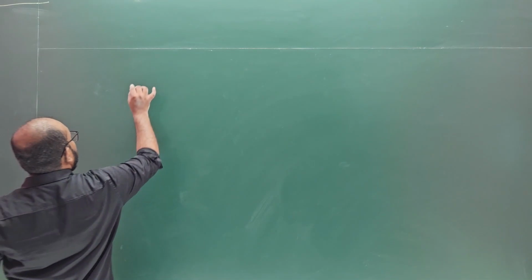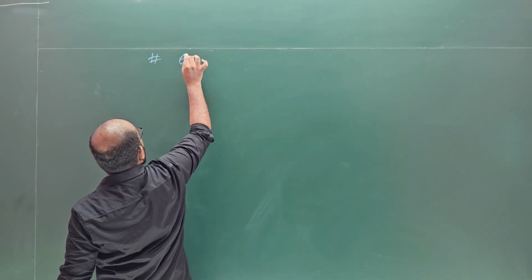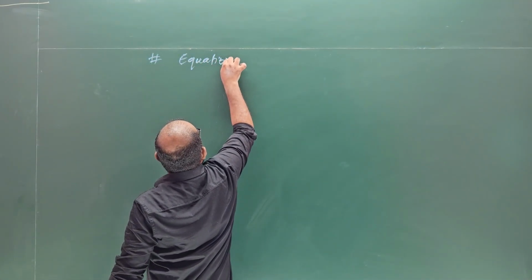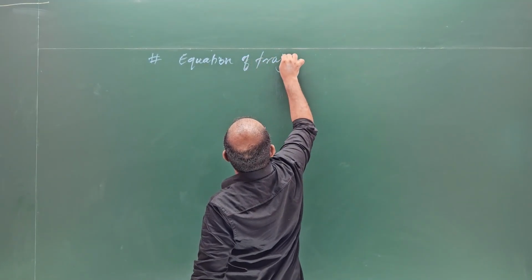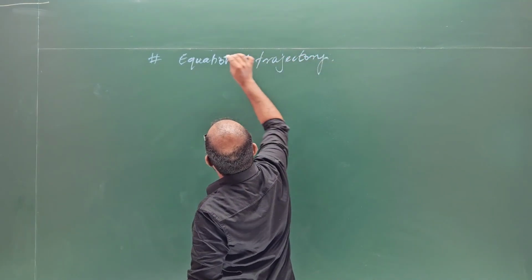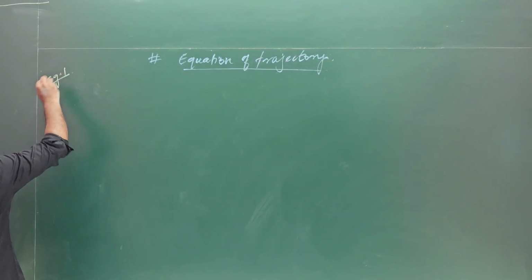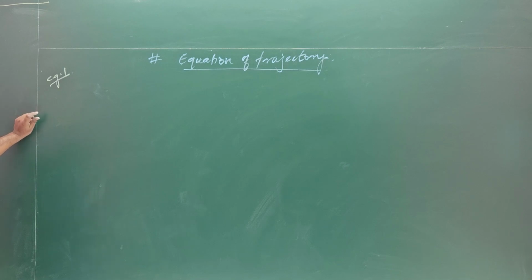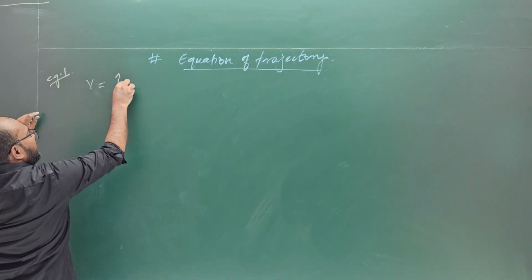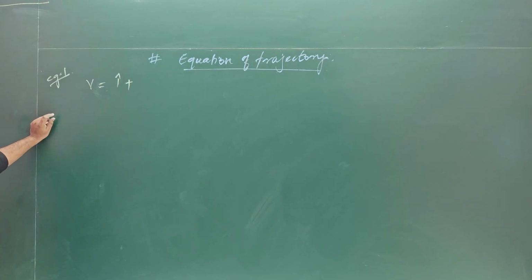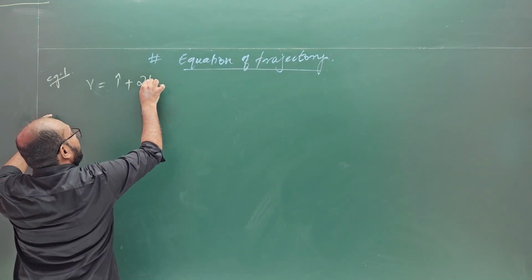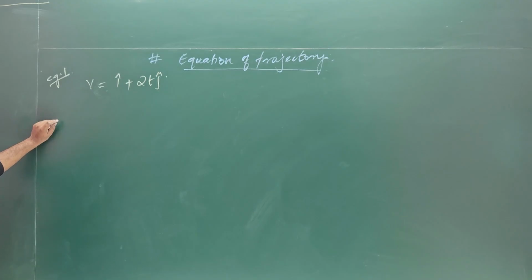Now write the next heading, that is equation of trajectory. We will do some numericals on equation of trajectory also. Equation of trajectory. Okay, shall I now? Let the example number 1 is, all you need to substitute, eliminate the time and get the equation, that's it, nothing. So given that V is equals to i cap plus 2t j cap at any time t.